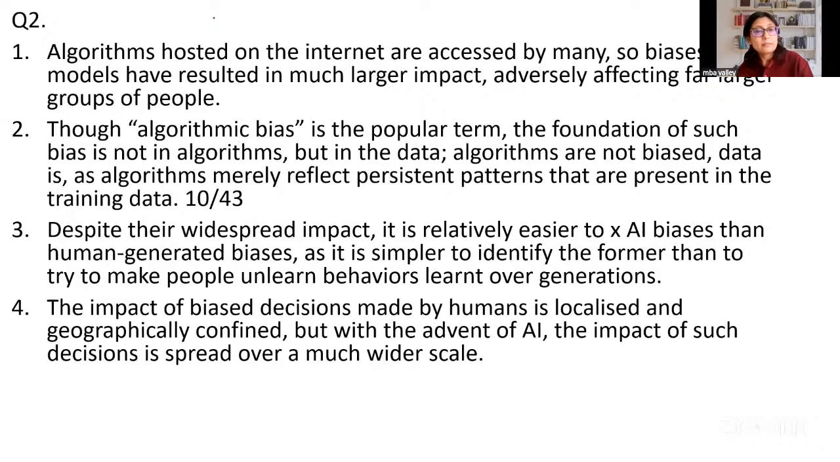It's referring to something. Second says, though algorithmic bias is the popular term, the foundation of such bias is not algorithms, but in the data. Algorithms are not biased, data is, as algorithms merely reflect persistent patterns that are present in the training data. Then it says, despite the widespread impact, it is relatively easier to multiply AI biases than human-generated biases, as it is simpler to identify the former than to try to make people unlearn behavior learned over generations. And sentence number 4 says, hold on, I'll have to move my screen because it's covering the question.